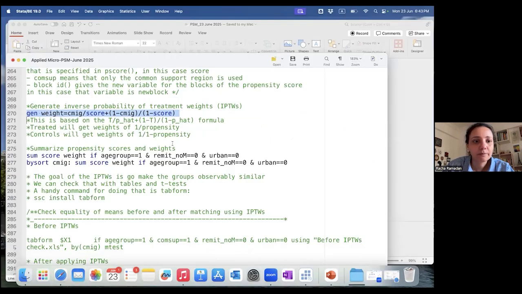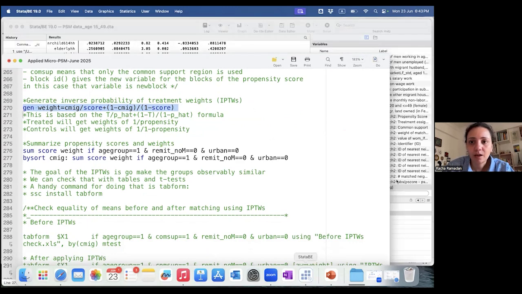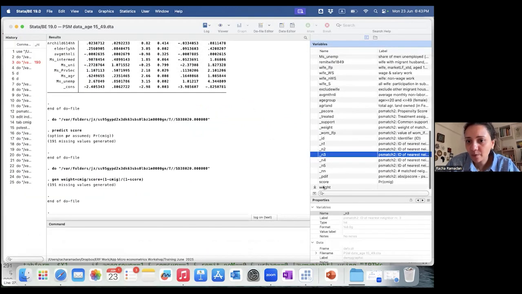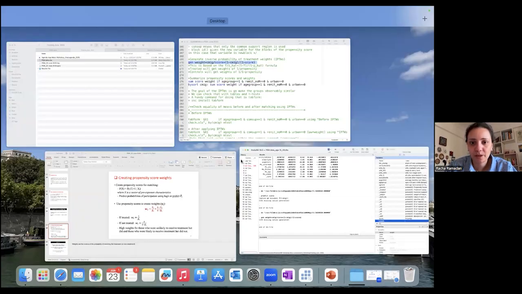Okay, I will run this one, and you see that you have a variable called weight that is created in your data. Of course, we have a lot of missing values given the sample nature, but this is okay because you have enough observations.